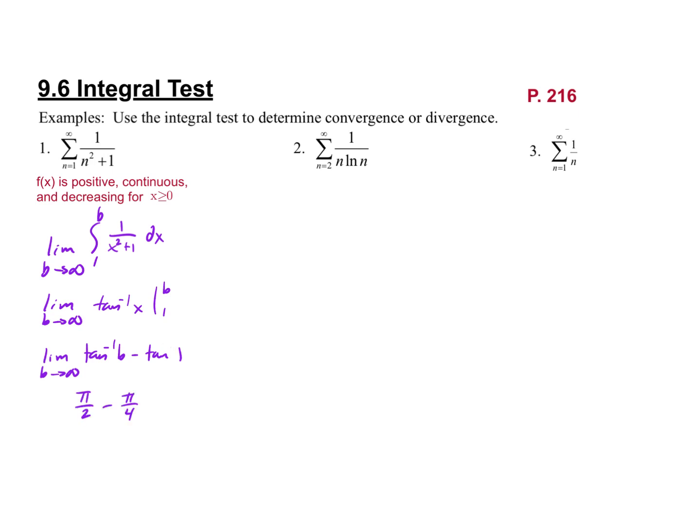Or we can go from -pi/2 to pi/2. So in this case, it's not even important what this is. It's obviously converging. Okay, it's converging to something. And so since the integral converges, that means the series converges. And so that's what we would say. It converges by the integral test. And that's the work you'd have to show for that.